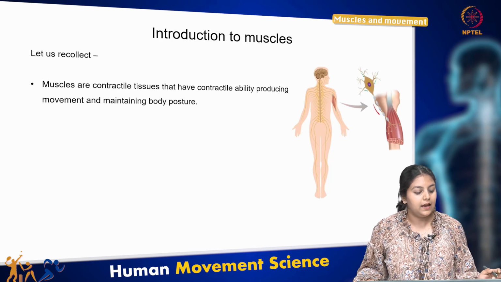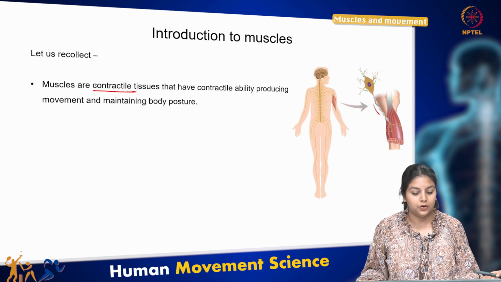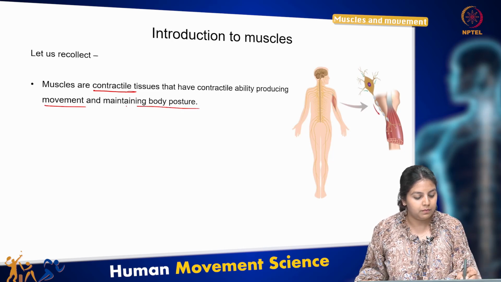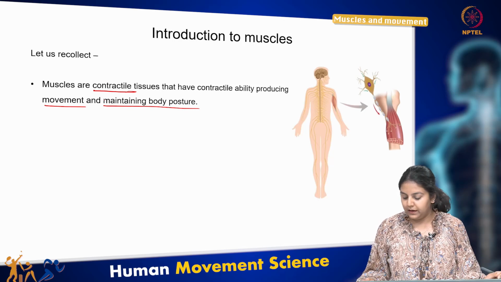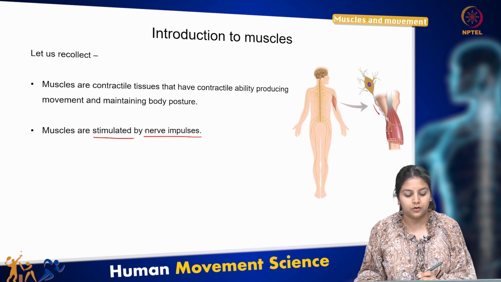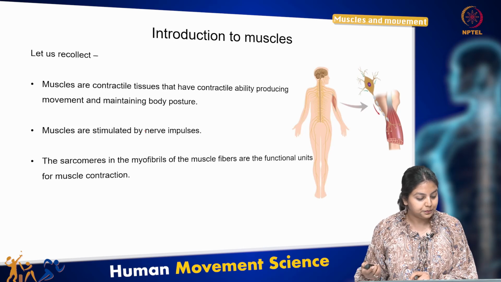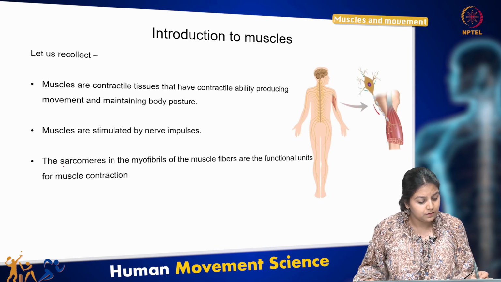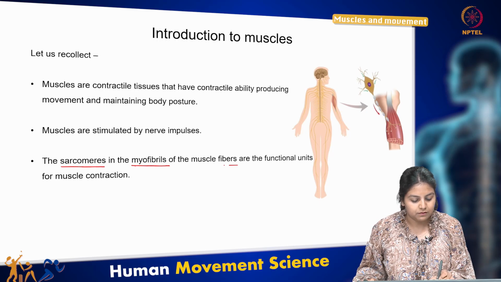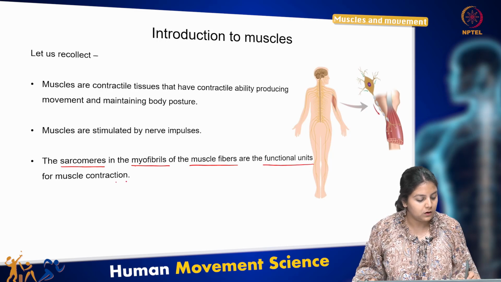Let us recollect that muscles are contractile tissues, which means they have the ability to contract, producing movement and maintaining body posture. So they play a key role in that. We've learned in the previous module that muscles are stimulated by nerve impulses, how exactly the contraction happens, and how the sarcomeres in the myofibrils of the muscle fibers are the functional units for muscle contraction.